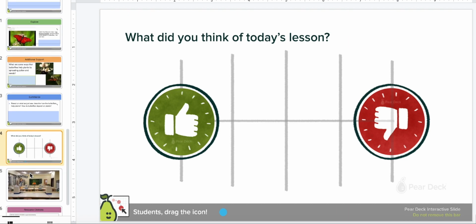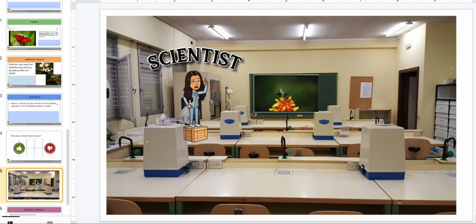Share what you think. Okay, science explorers, today we learned how butterflies help plants by spreading pollen and seeds. And we also learned that butterflies depend on plants.